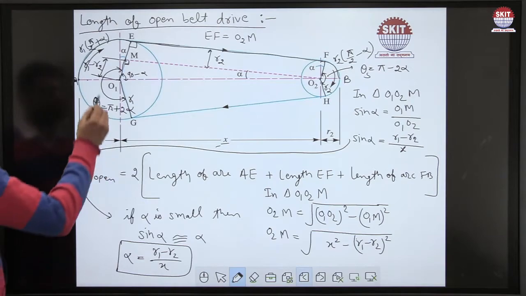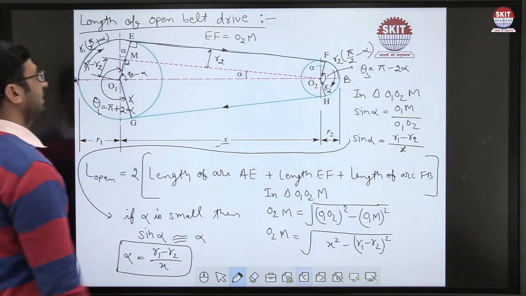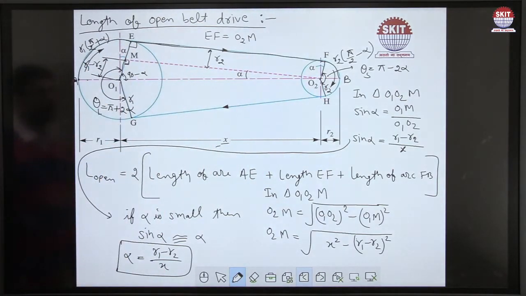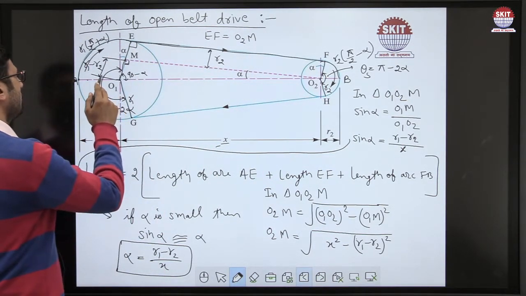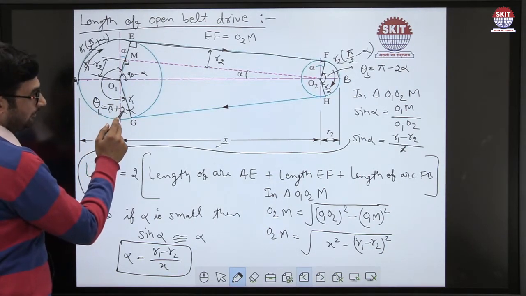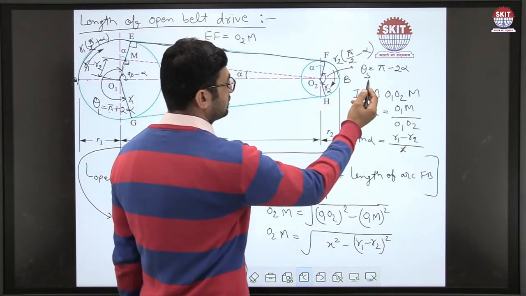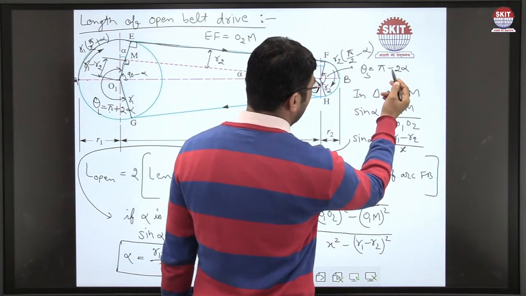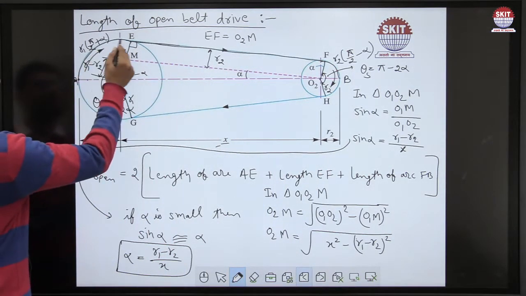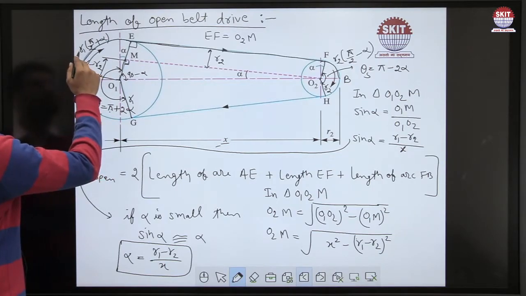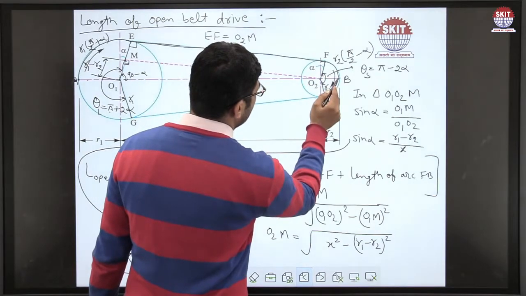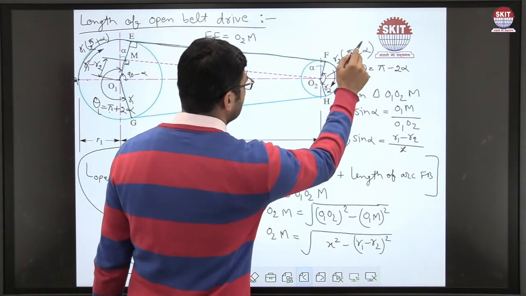Okay. For the open belt length drive, this is the figure of the open belt drive. From the figure we find that the angle of contact at the larger pulley is pi plus 2 alpha, and the angle of contact at the smaller pulley is pi minus 2 alpha. The length of the arc AE is R1 multiplied by (pi by 2 plus alpha), and the length of the arc FB is R2 (pi by 2 minus alpha).